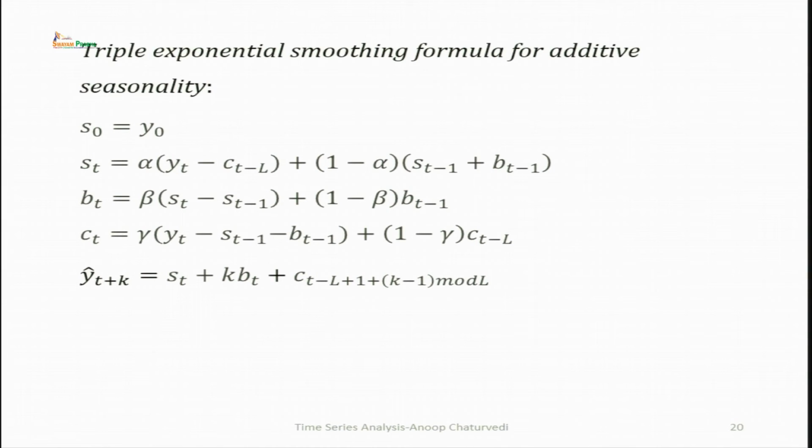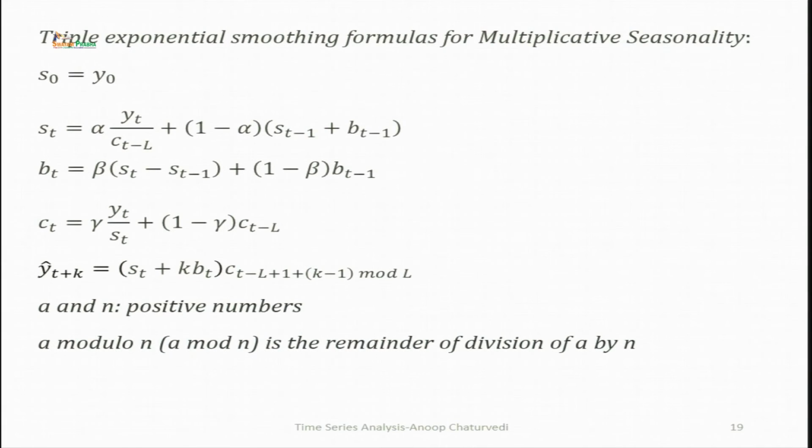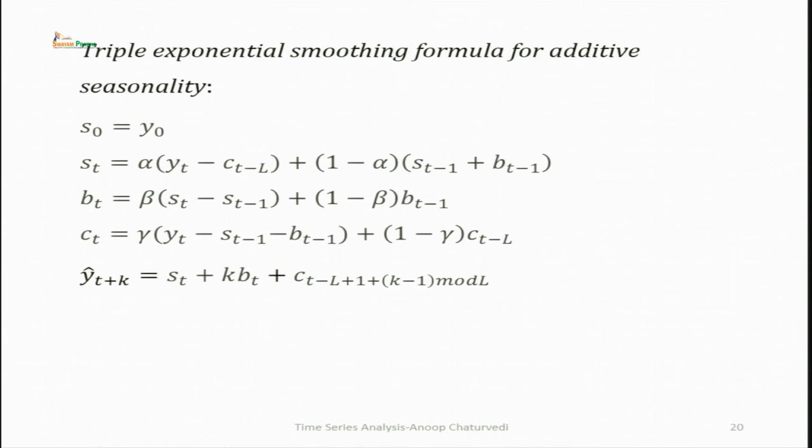Then this is the formula for additive seasonality. In the multiplicative seasonality, we have divided y t by C t minus L, or in this equation we have divided y t by S t, because you are assuming that the seasonality is multiplicative. But if you assume additive seasonality, then you have to subtract the seasonal part. Rest of the terms are the same.